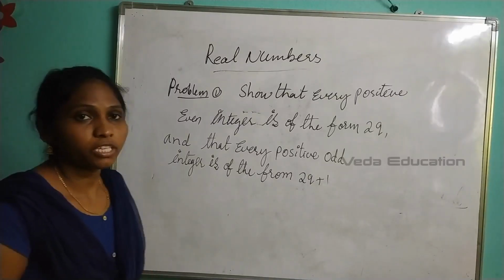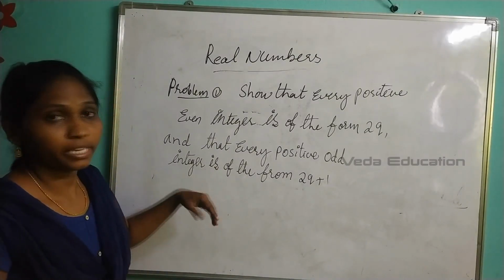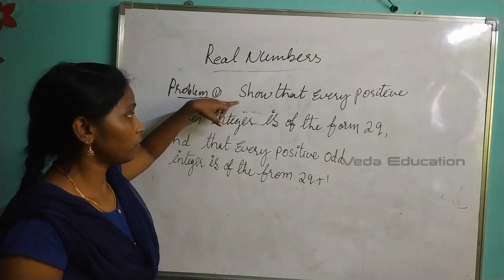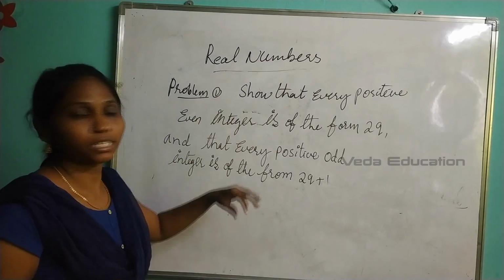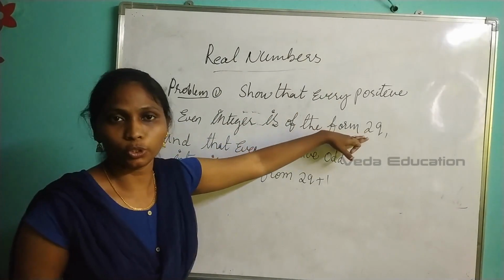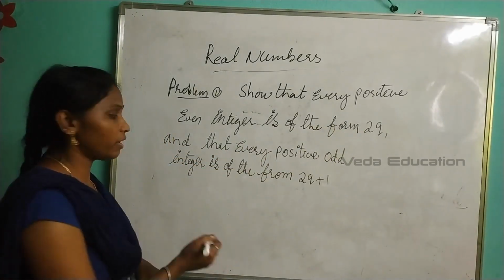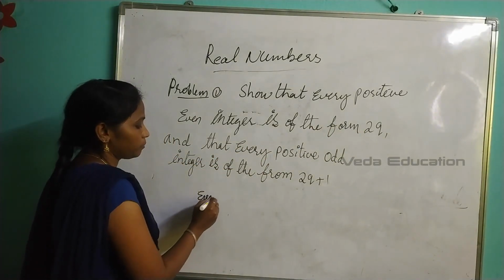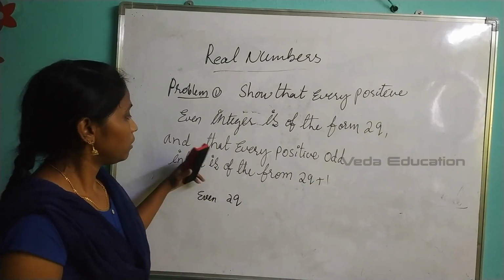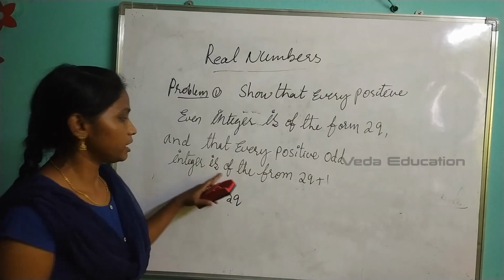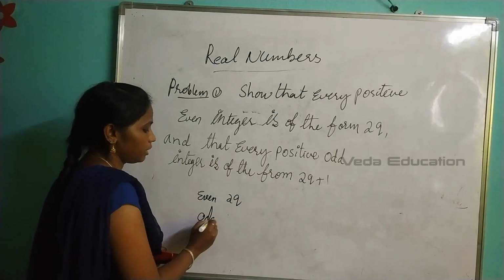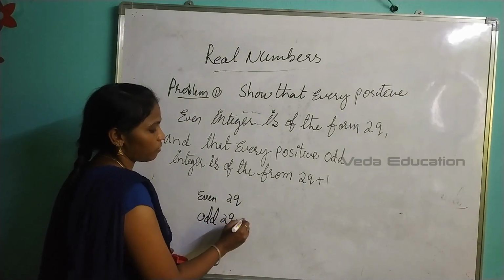Based on Euclid's division lemma, we have exercise problems. See here how to solve without doing the calculation by using Euclid's division lemma. What is our question here? First read that question. Show that every positive even integer is of the form 2q. So here what is given? Even integer in the form of 2q. Okay? And that every positive odd integer is of the form 2q plus 1. So odd integer is in the form of 2q plus 1.